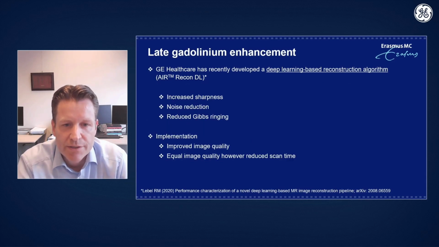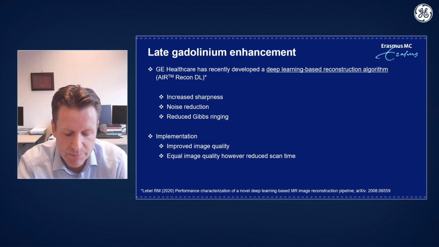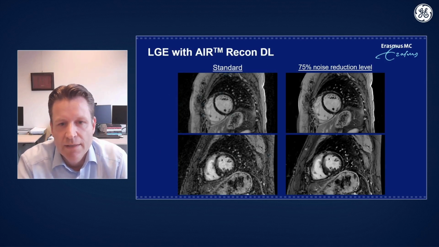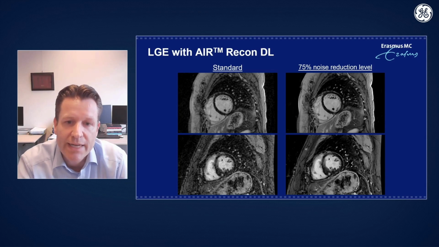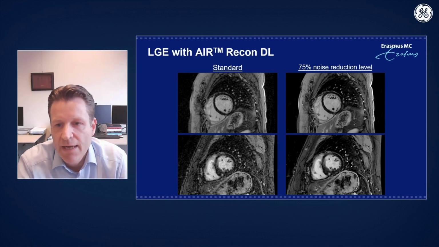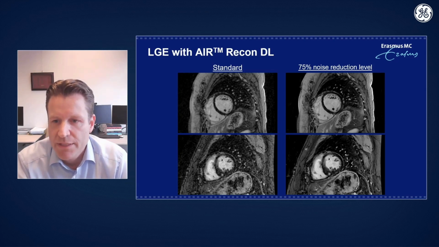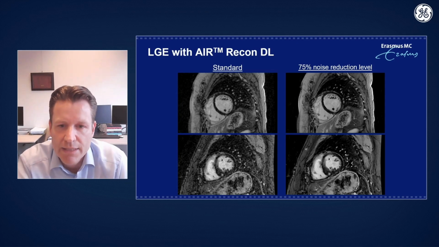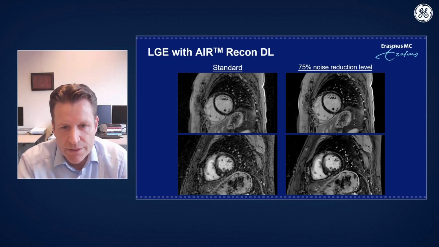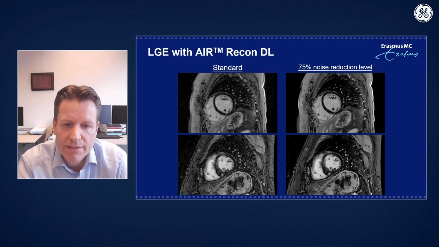So it increases sharpness, there's noise reduction, and there's reduced Gibbs ringing. How you can use it, you can improve your image quality, but what's also possible, of course, is that you reduce scan times to get the same image quality. Here, there are two examples of the standard late enhancement sequence, 2D segmented, and the sequence with the deep learning reconstruction. This is set at 75% noise reduction. You see clearly the sharper images and the noise reduction. So these are two examples of short axis late enhancement images.